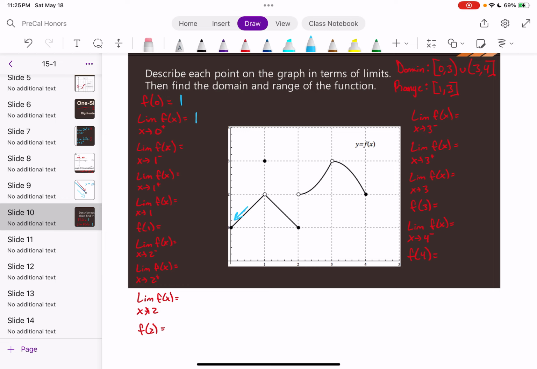The limit of f of x as x approaches 1 from the negative side would be 2. As it approaches from the positive side, this would also be 2. Since we are working from the left and the right side, and they are approaching the same number, our answer here would also be 2. F of 1 would be wherever we have a solid dot on that 1 on the x-axis. That value would be 3.